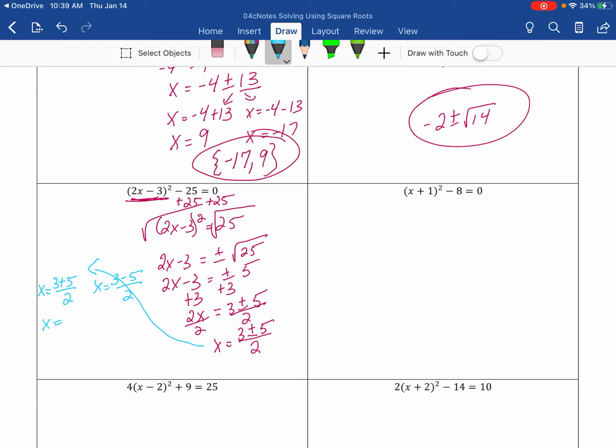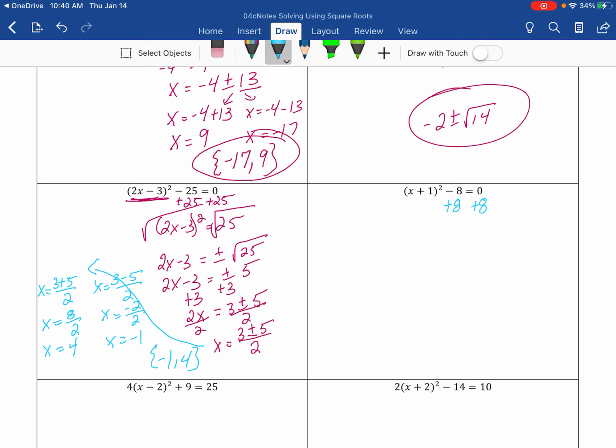So I add it. 3 plus 5 is 8, divided by 2. So one of my solutions is 4. This could also be minus 2. 3 minus 5 is negative 2 over 2, so x could be negative 1. And so my solutions are negative 1 and 4. Okay, similarly, we have another one like this.